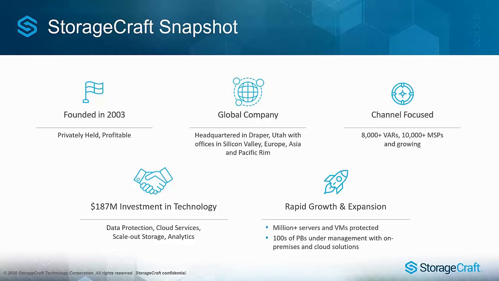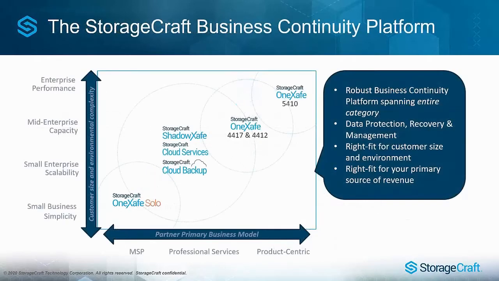So we only transact through people like yourselves, and one of the big things we did is that we got an investment into the company, which allowed us to start working on new technologies. So now we can start having this total business continuity platform. You can see here, we have our ShadowSafe cloud services and cloud backup platforms. We have our new technology we'll be talking about today, which is our Solo product. But we can also go up into the big enterprise with our OneXafe object-based scale-out storage solutions.